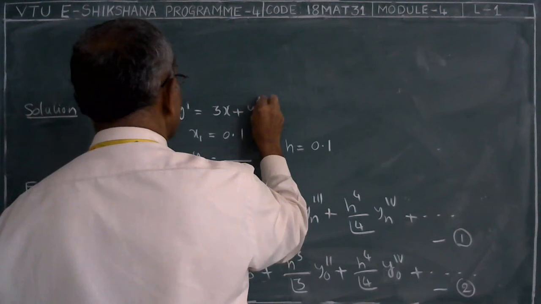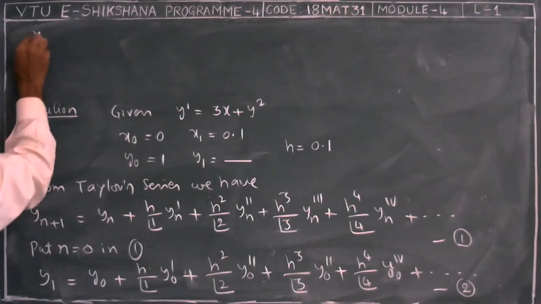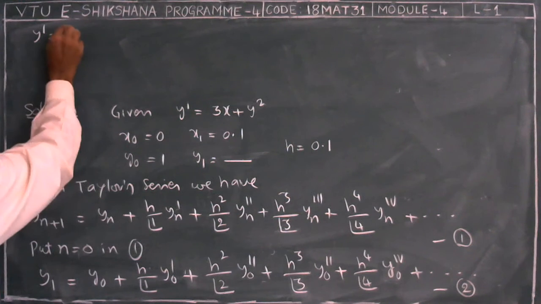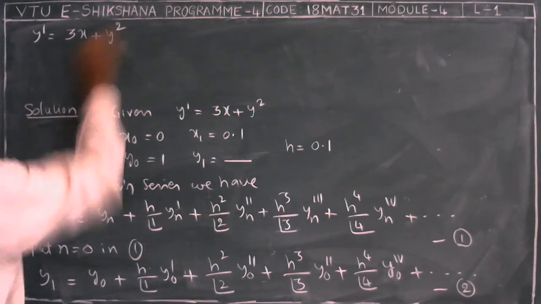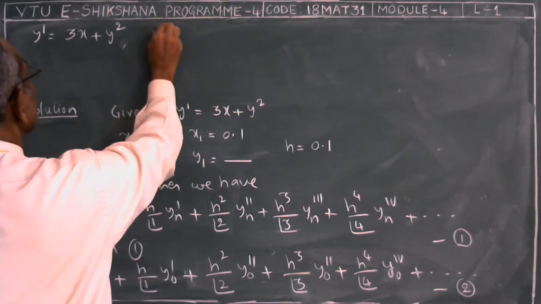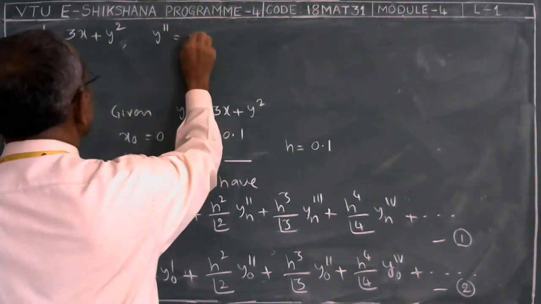So 3(x + y²) is your y dash. So y dash is given to be 3 into (x + y²). Okay, so let me differentiate this first. y double dash is 3 + 2y into y dash.